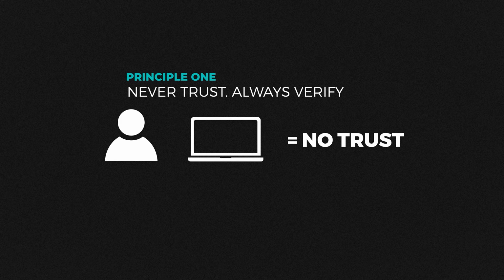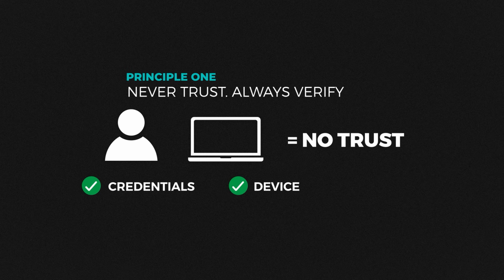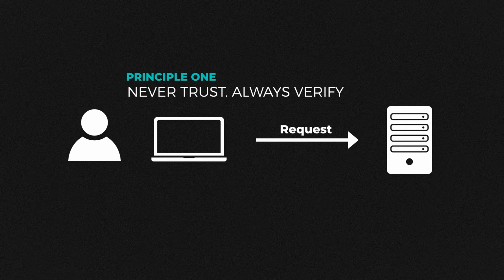This is done based on several factors, including things like credentials, the device being used, and the location of the request. For example, let's say you want to access a company resource. Before your request is granted, your credentials will be checked to ensure you are who you say you are. You may then be prompted for an MFA.